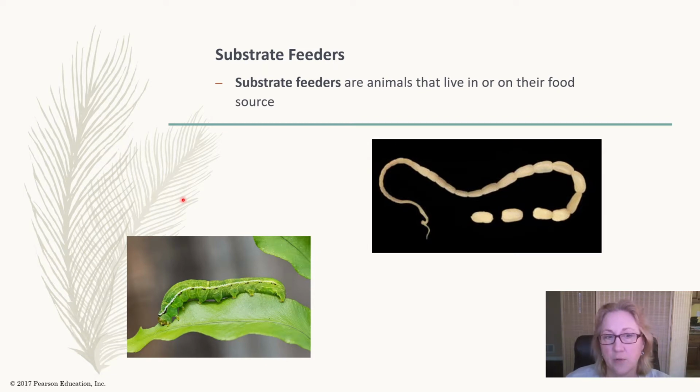Substrate feeders, these are organisms that live on their food. So many insects would qualify as substrate feeders, and parasites would also be substrate feeders because parasites live on or in their food. For example, fleas that live on a mammal, those would be substrate feeders, and also ectoparasites.